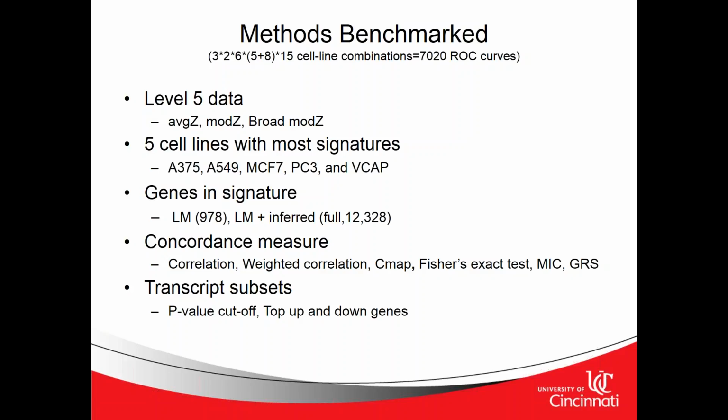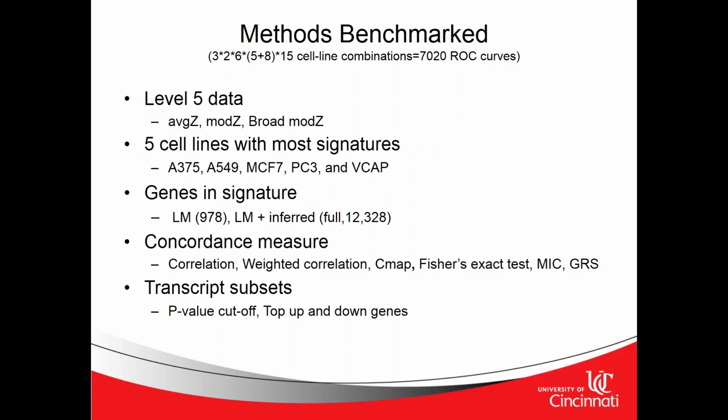And then we use 6 different concordance measures: correlation, beta correlation, these are Pearson correlations, and connectivity map score, Fisher exact test, which the p-value is used, and maximal information coefficient, and generalized random set. Also, we use different values to subset genes, both p-values or number of up and down regulated genes.